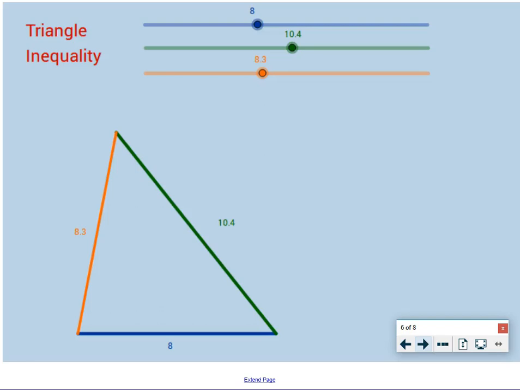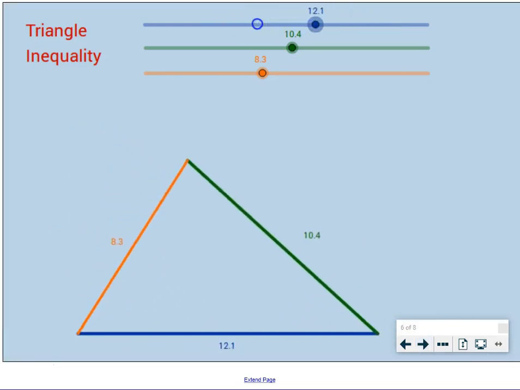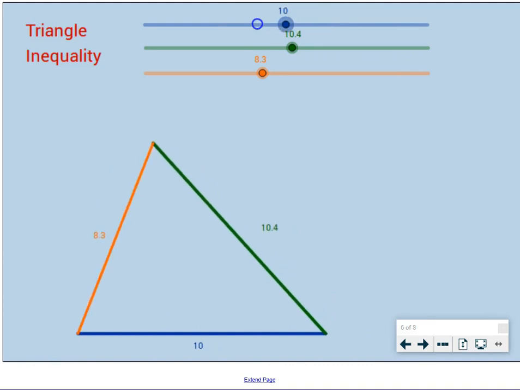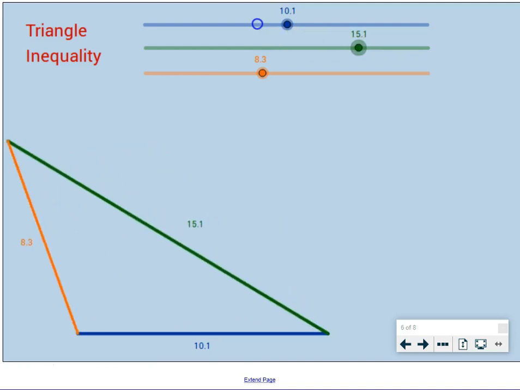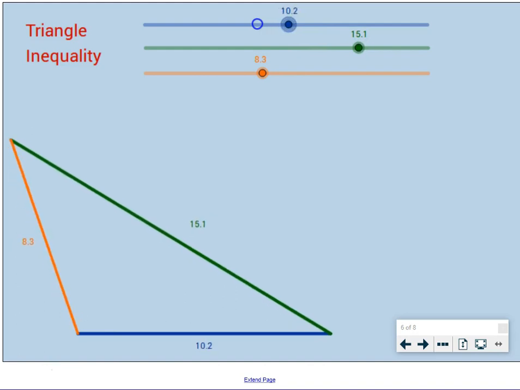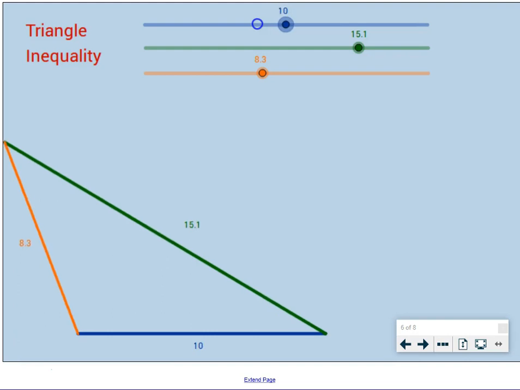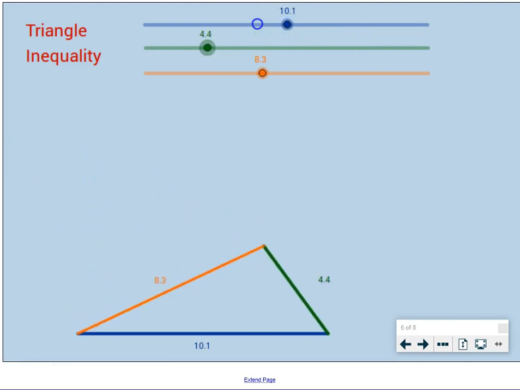Right now, we can control the length of any sides of our triangle. So if we say that this blue length is going to be 10, right now the other two sides sum to larger than 10. 15 plus 8.3 is bigger than 10. Or 10.1. But if we make that sum not bigger than 10.1, all of a sudden the triangle collapses and it cannot be created anymore.